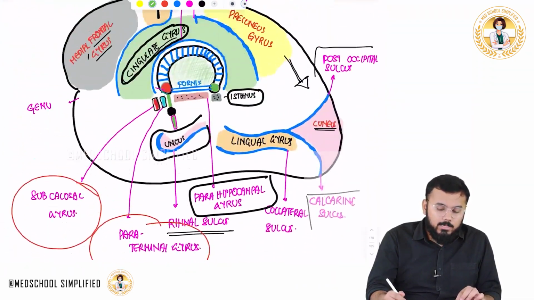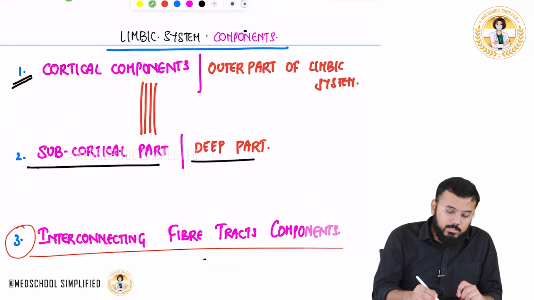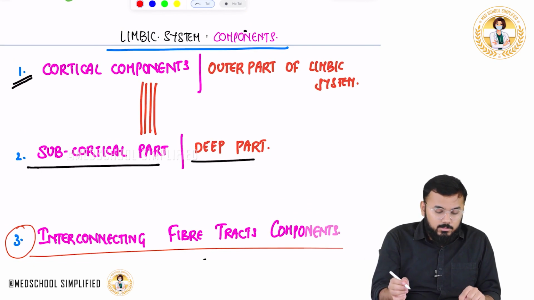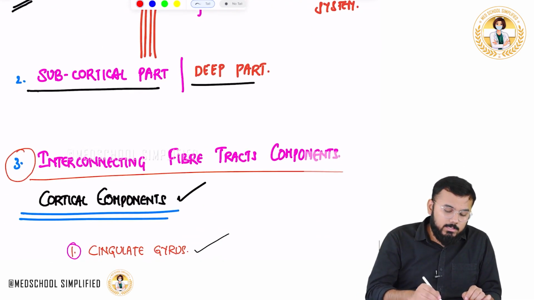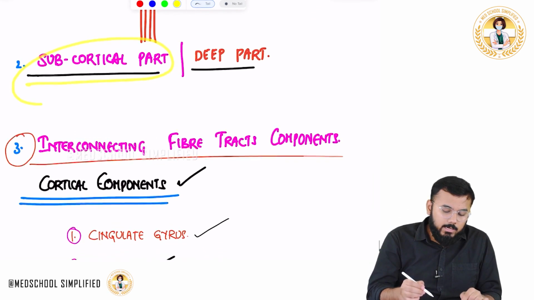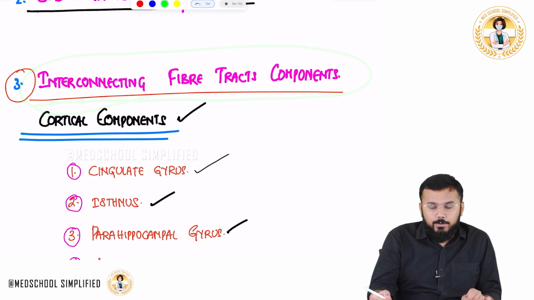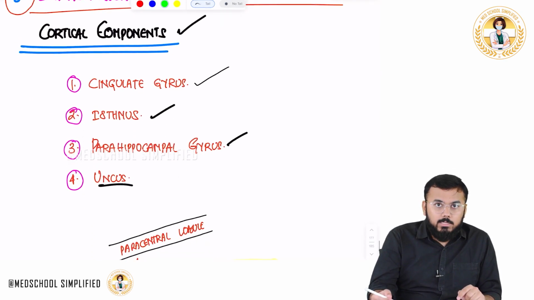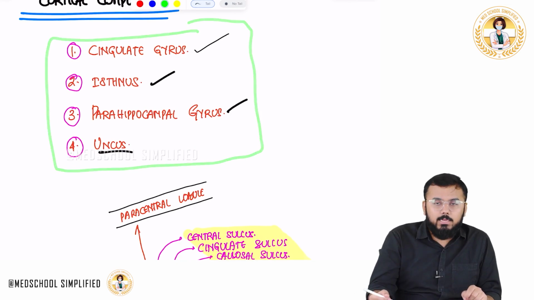So what are the different parts of the limbic system we have to discuss? We just discussed a few important parts of the limbic system. For example, one is called a cortical component. Next one you call a subcortical component, right? And third one over here is called the interconnecting fiber tracts component. First of all, cortical components. In the cortical components, we have the cingulate gyrus, isthmus, parahippocampal gyrus and uncus.